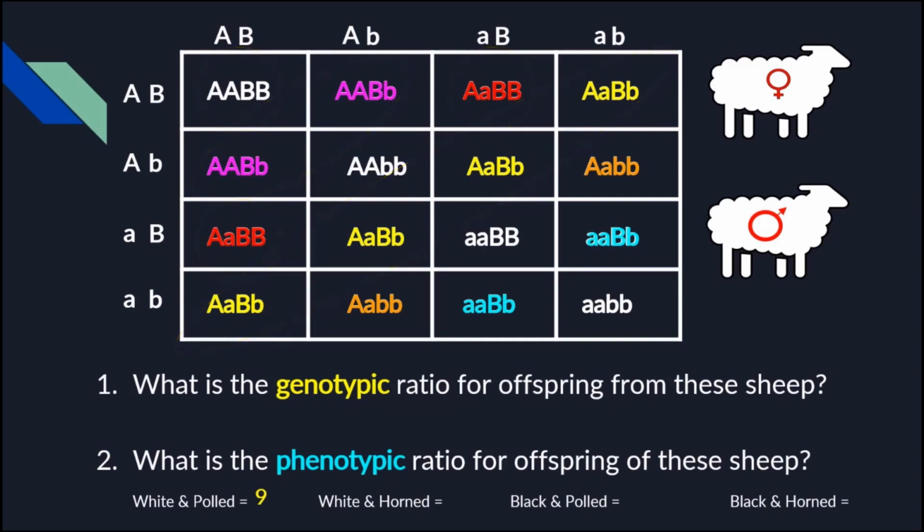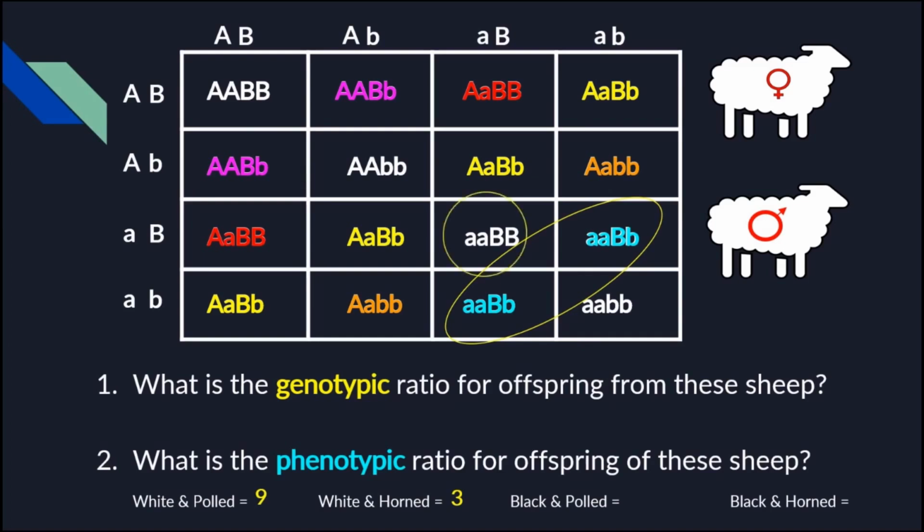If we wanted to then look at our white and horned, that would mean that we have to have at least one big A and all little b's. We can count those guys up here. So we have 2 of these guys, 1 of those, and no others. So that's 3 white and horned. And then here for black and polled, we have to have black wool, so you must be homozygous recessive for the wool color trait. And to be polled, you must have at least one big B. And I only see 3 of those guys on the screen here. So that's 3 of those.